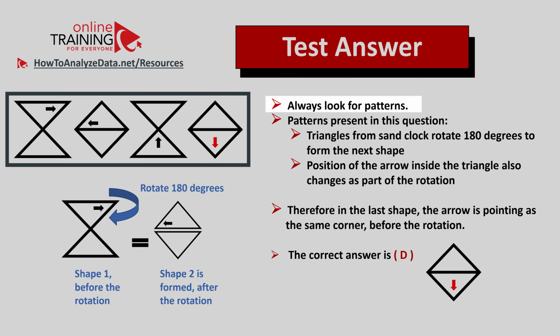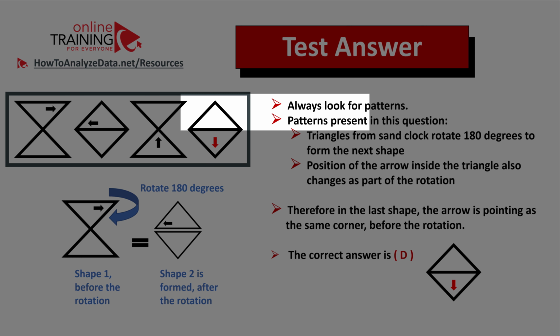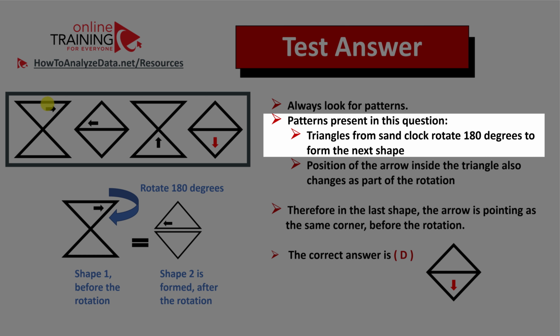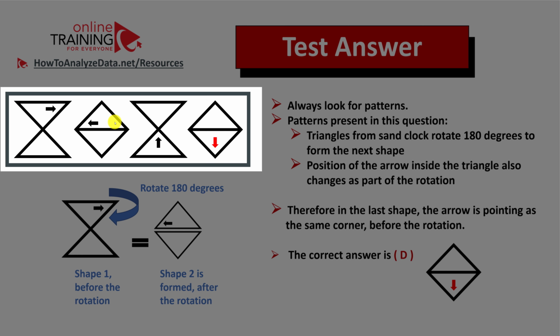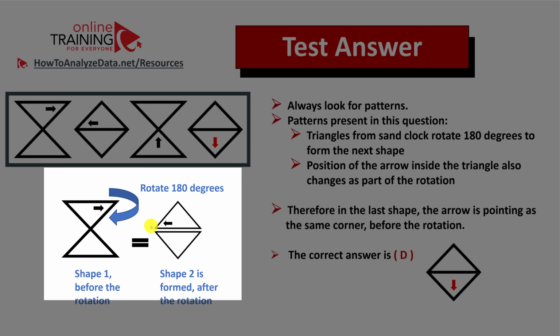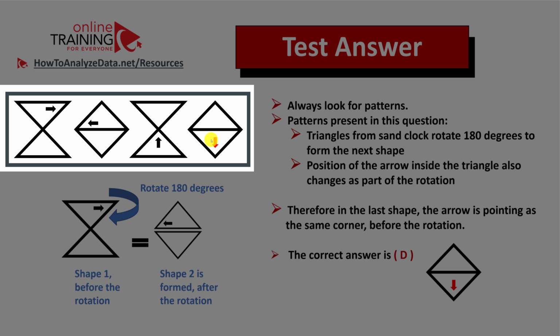As I mentioned, always look for patterns. And the pattern here is triangles rotation. If we rotate triangles from the sand clock and we rotate them 180 degrees, we'll get to the square. And that's exactly what's happening between shape number 1 and shape number 2. And this diagram below explains what's happening.